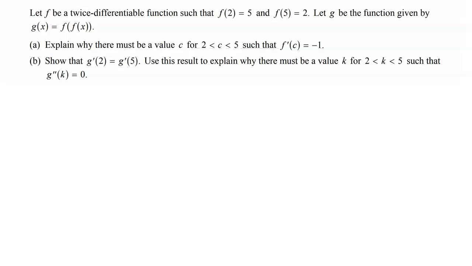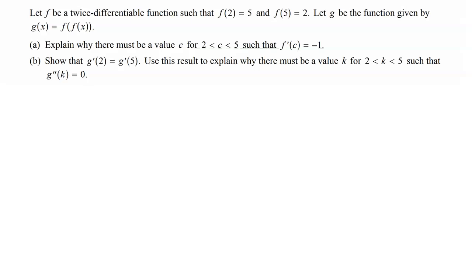Okay, so we're looking at these problems, and we have this twice differentiable function where f of 2 equals 5 and f of 5 equals 2. Let g be the function given by g of x equals f of f of x. That's kind of interesting. Explain why there must be a value c between 2 and 5 such that the derivative at c is -1. Okay, so let's look at this one.